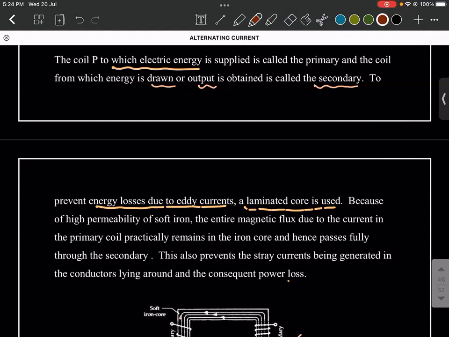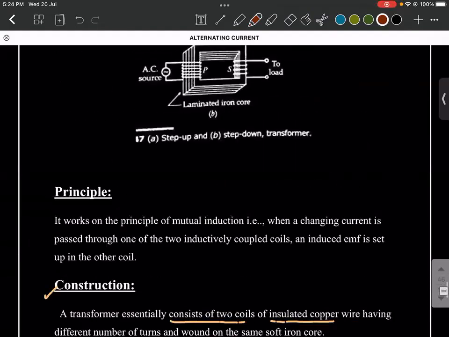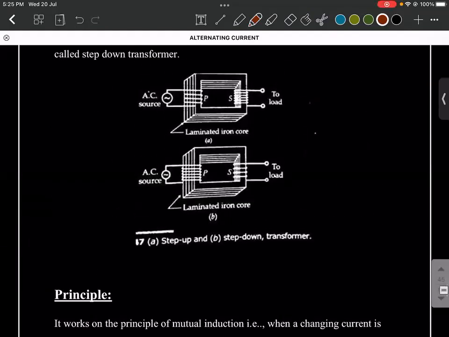What is the meaning of core? Core is the outer structure. If you look at the diagram, there are 2 kinds of transformers that we have drawn. One is called step up and the second is called step down. Because what is one of the important points that we learned? The number of windings in the primary and the secondary are different.